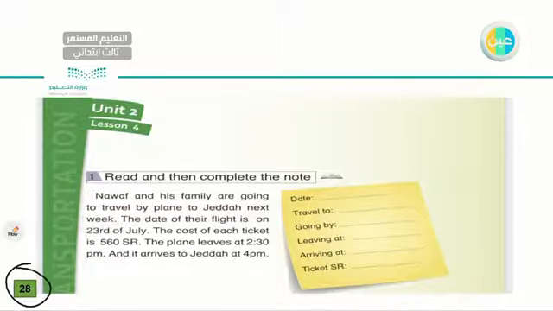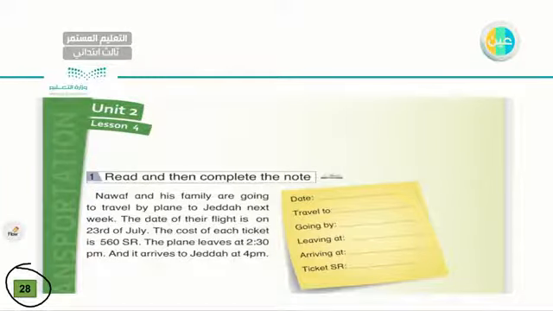Remember, this is page 28. Have your pencils ready. So what are we going to do now? Let's read the passage together with one purpose, trying to get all the information you have here to your right, like date, travel to, going by, leaving at, arriving at, ticket or the ticket price in Saudi Riyal. So you will find all this info in this passage. So let's read for the first time, just for the sake of reading, and then read to get the information.